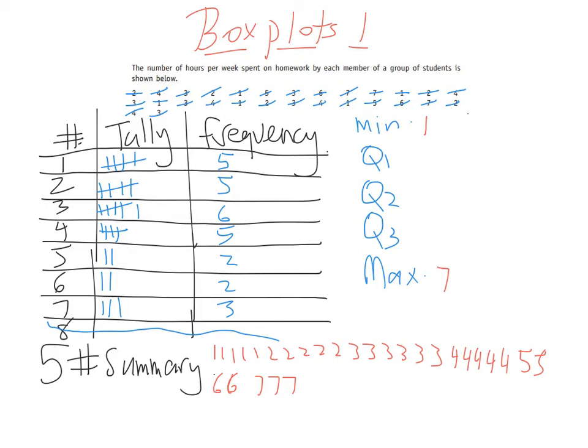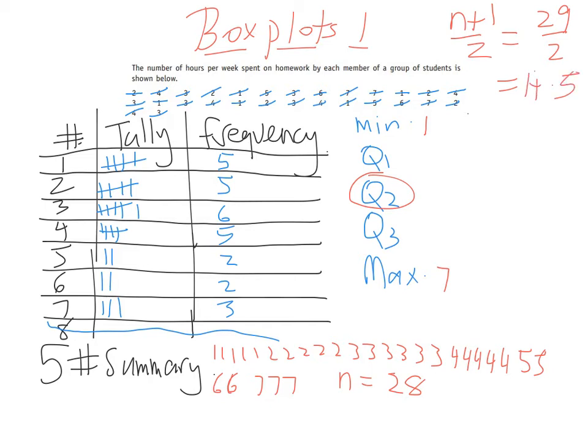So that means that for our median, n equals 28. So to find our median, Q2, the location of Q2 is (n plus 1) over 2. So, in this case, we're going to have 29 over 2. So, therefore, it's at 14.5. So our median is halfway between the 14th number and the 15th number.